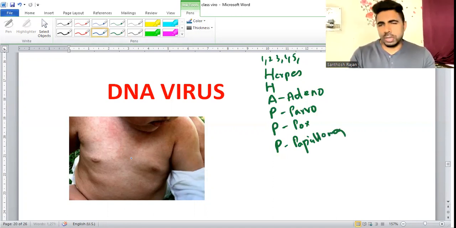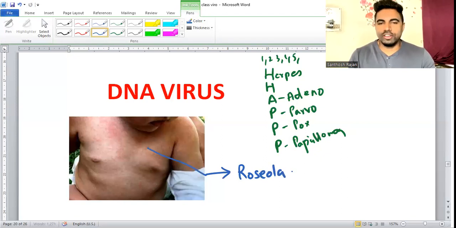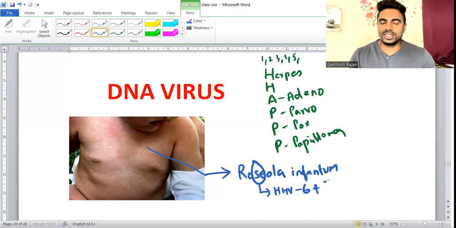This picture can be confused with many rashes because these days babies get different types of viral infection, which manifest rashes like this, maculopapular rashes. But here the clue is, this is caused by one of the herpes viruses only. Which is that one? This condition is called Roseola infantum. S is a clue for you. That is HHV 6 and 7. So HHV 6 and 7 cause Roseola infantum.